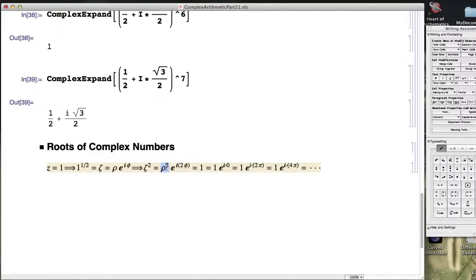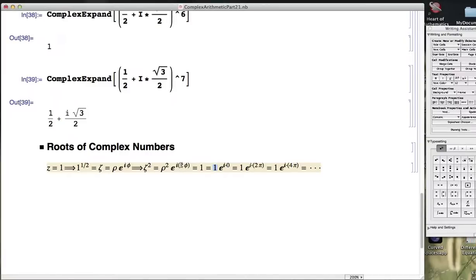But let's think about this. Rho does have to be a real number, and when I square it, it's got to be a non-negative real number. Rho can't be negative. And in order for this to all work, rho squared is going to have to equal 1, and rho again is a real number greater than or equal to 0. Rho would have to equal 1.